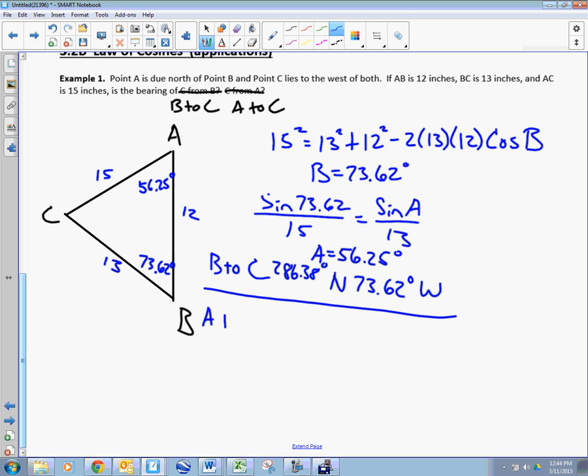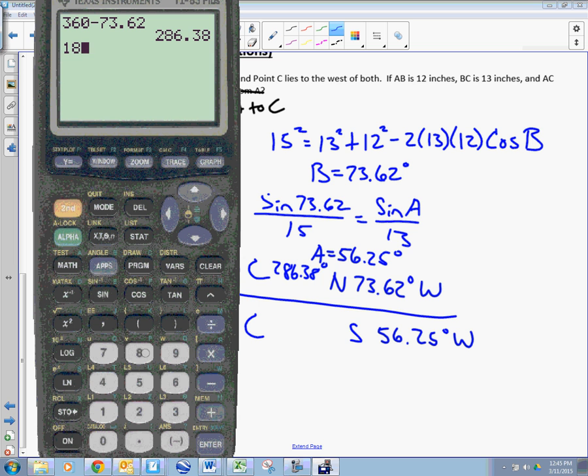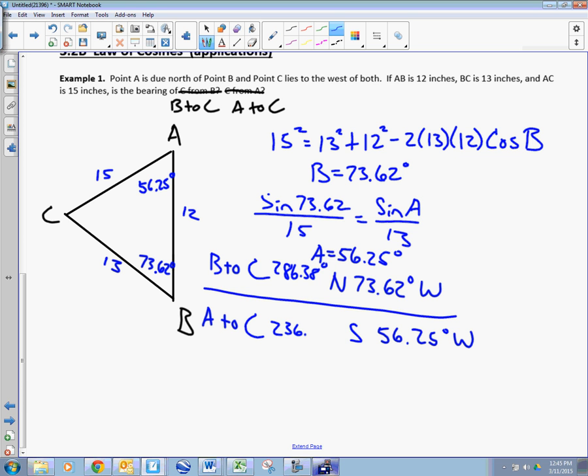Now I will do A to C. And as I go from A to C, from the south line, I will turn how many degrees to the west? 56. So from south, I turn 56.25 degrees to the west. Or from 180, I will add 56.25. I get 236.25. And there they are. How's that? Not too bad.